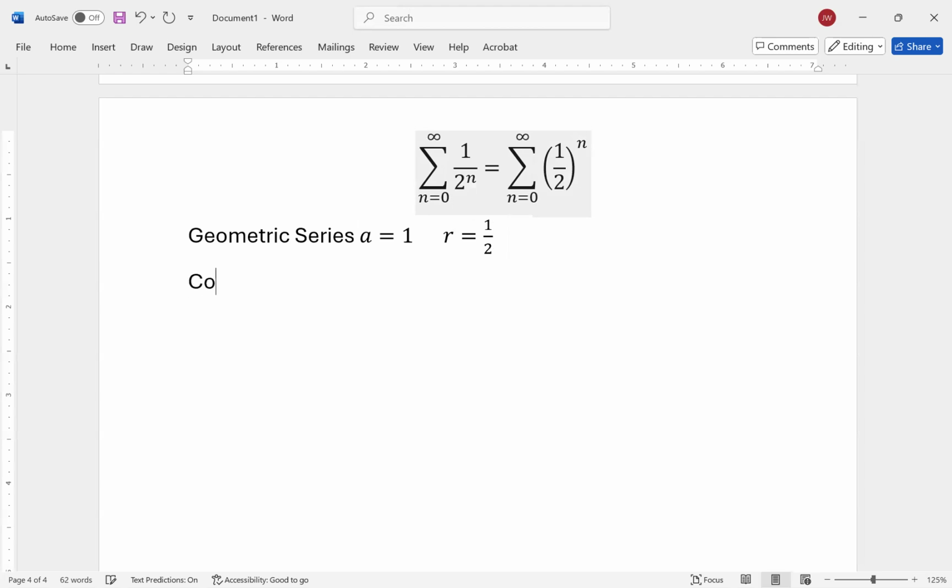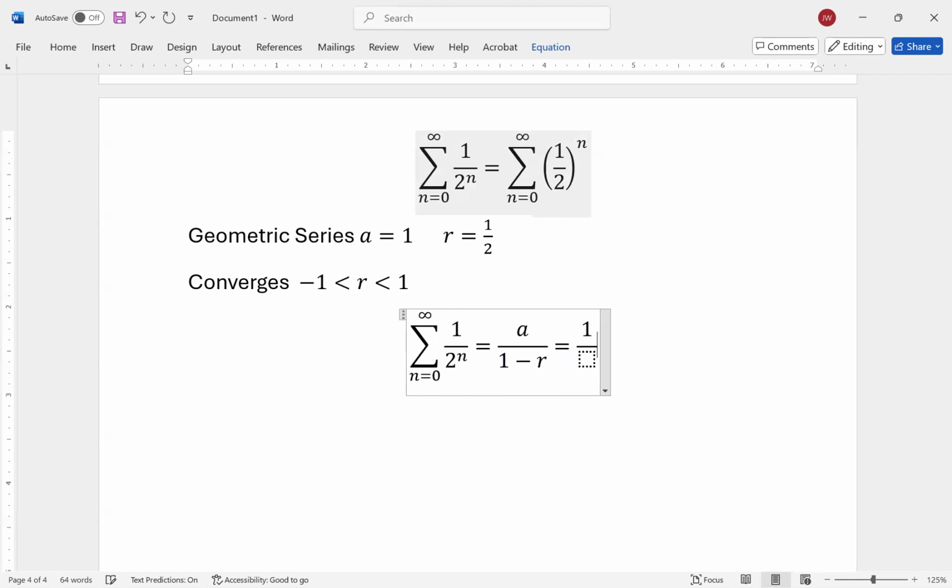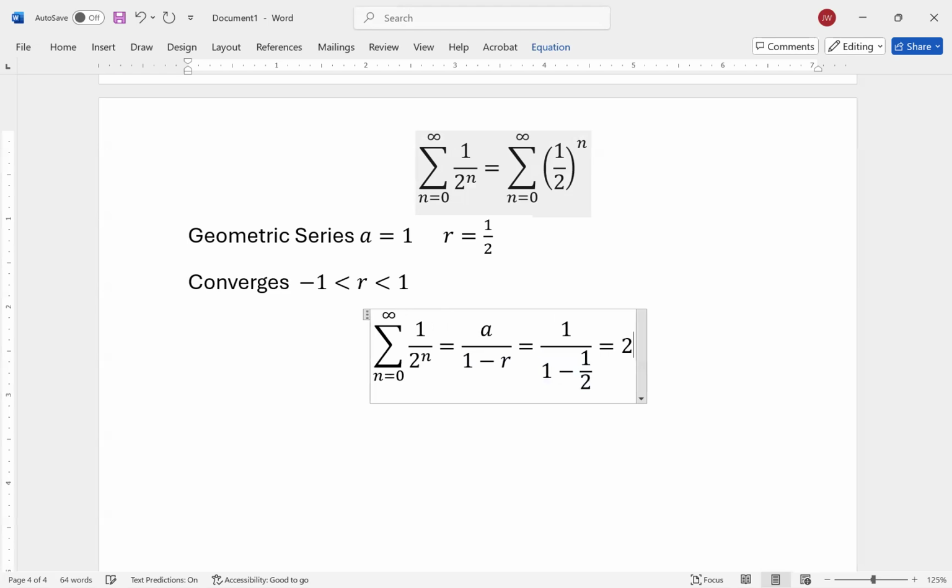This geometric series converges because r is between -1 and 1. Anytime r is between -1 and 1, it converges. And therefore, since I'm starting our count at 0, a over 1 minus r gives me 1 over 1 minus 1/2. You can do the calculations on your own. You'll get a 2.